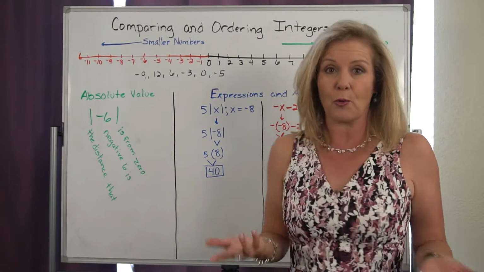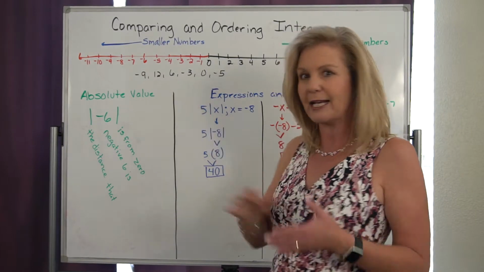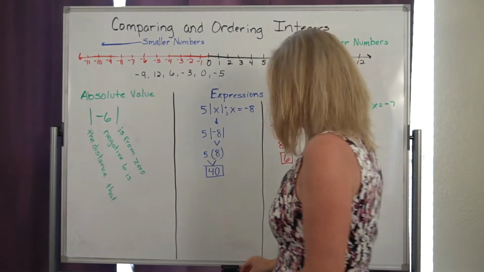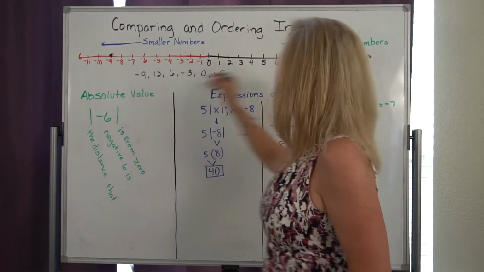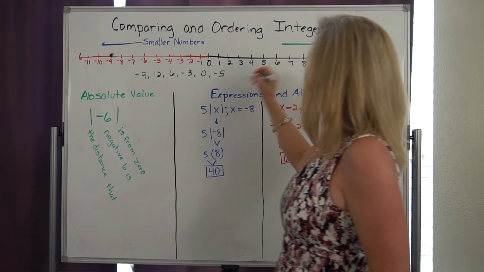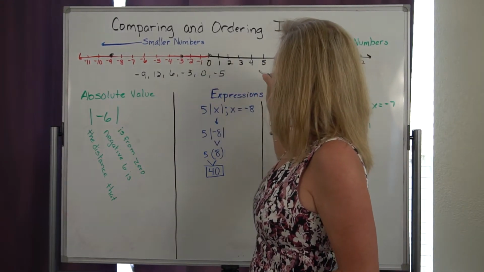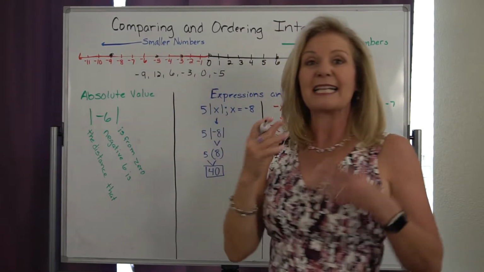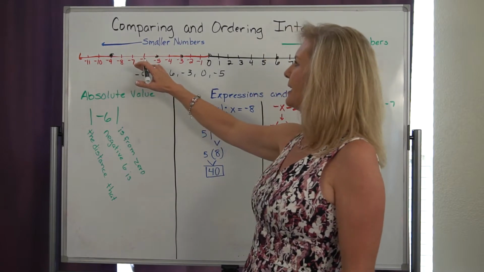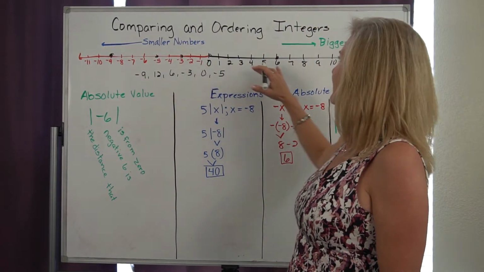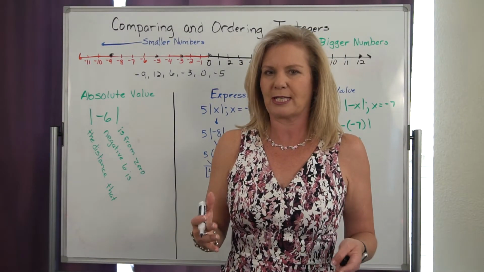So when I go to order my integers, it's easiest to just put them on a number line because those will automatically order them. So if I have negative 9, I can just put a dot right there. 12, a dot. 6, negative 3, 0, and negative 5. And now I clearly can see that the order from smallest to largest would be negative 9, negative 5, negative 3, 0, 6, and 12. Easiest way that you can actually order those integers.